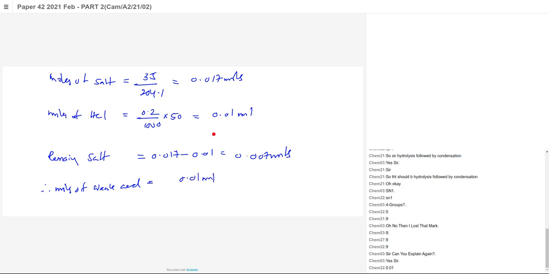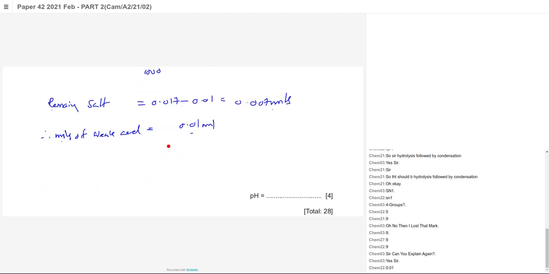Moles of hydrochloric acid is the moles of weak acid, because the acid reacting with the salt forms the weak acid again. So you got the remaining salt moles, remaining acid moles. You have to find the concentration now. Find the concentration of the salt: 0.007 in 250, number of moles in 1000. Find the concentration of weak acid: 0.01 is in 250, number of moles in 1000.